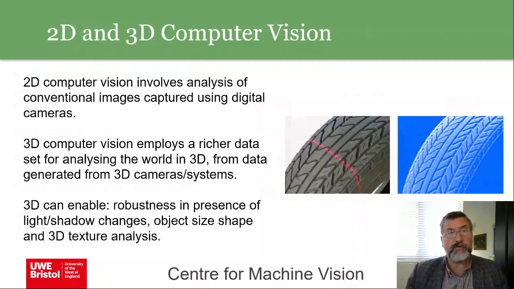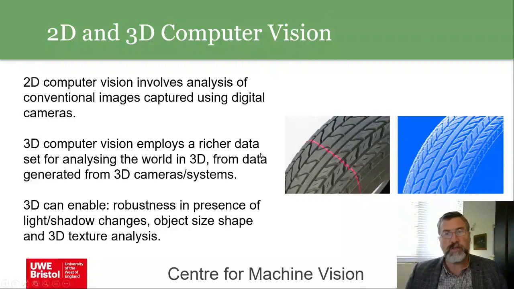So 2D and 3D computer vision. 2D computer vision involves analysis of conventional images using digital cameras. It's the kind of thing we're all familiar with all the time. 3D vision employs a richer data set for analysing the world in 3D, from data generated from the 3D cameras and systems. Now, this has benefits. 3D can enable robustness in the presence of lights, shadow changes, object size and shape, and 3D texture analysis.